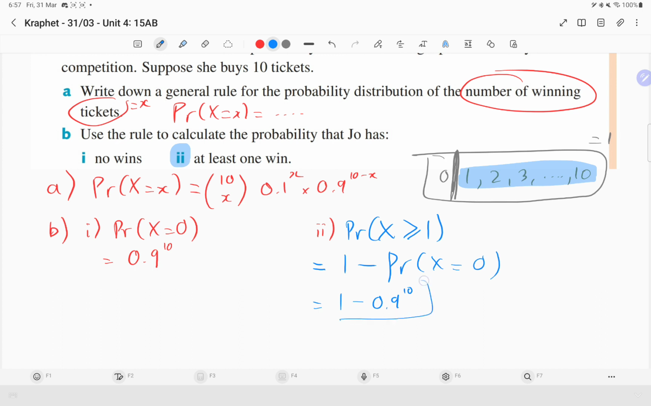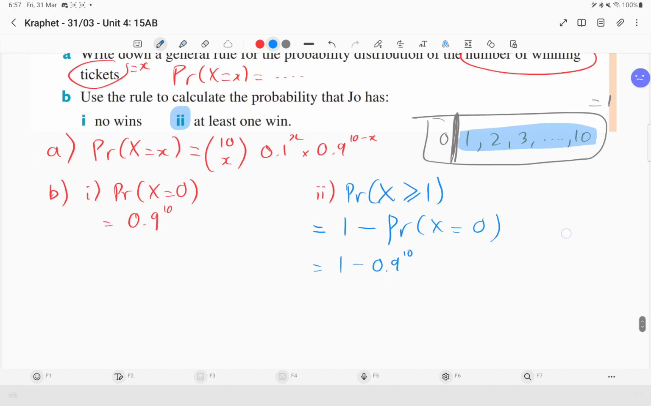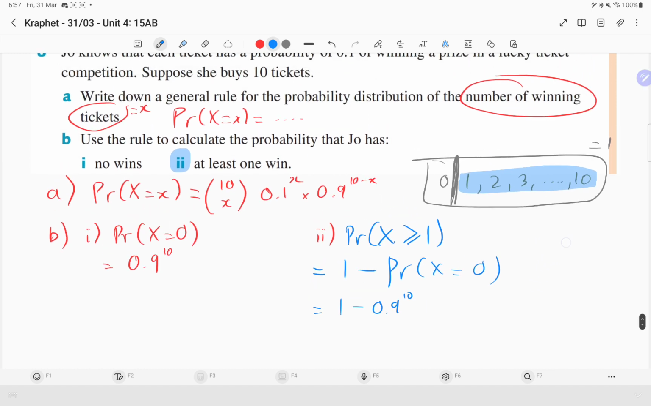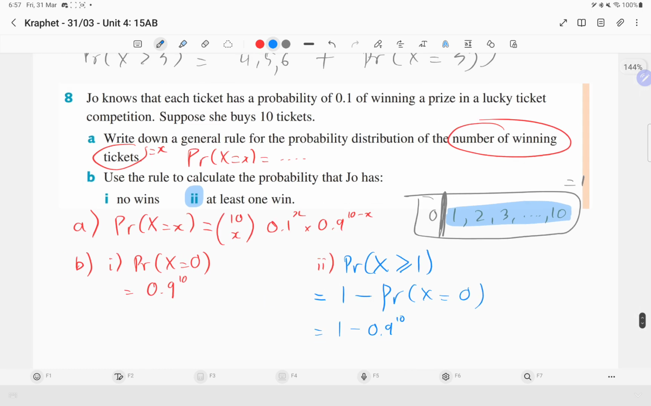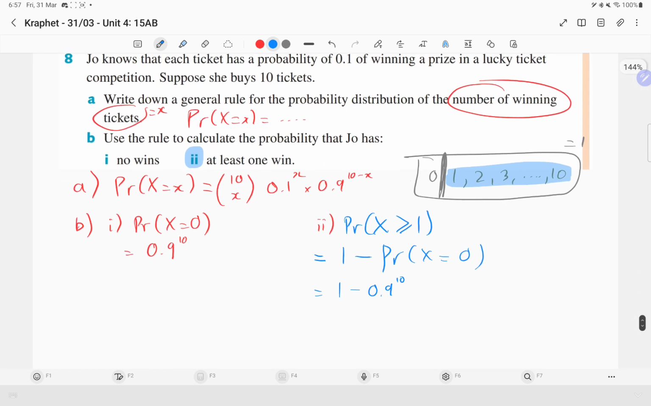In the tech-free paper, you just leave it as that. You don't need to calculate 0.9 to the power 10. But most likely in a tech-free paper, you won't see 10. It will be like 3 tickets or 4 tickets or something. So you have to calculate like 0.9 times itself 4 times to get some sort of value. If they really mean it, they could give you that. Otherwise with the calculator, you can do it the normal way.